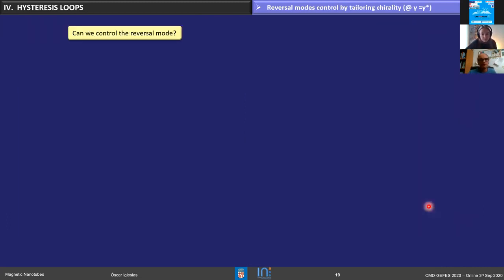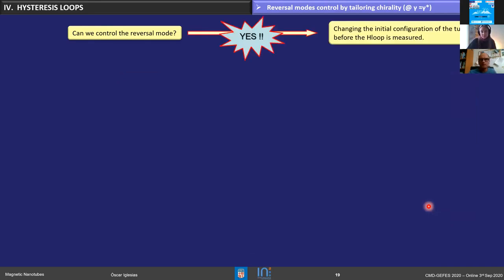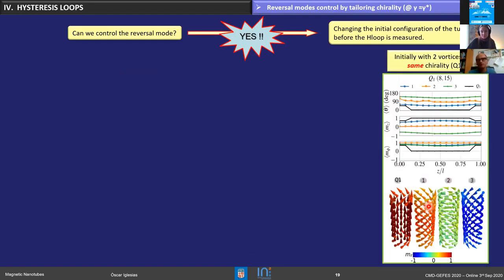So the question is, can we control the reversal mode by changing the conditions of the starting configuration of the tube before the loop is considered? And the answer is yes. And how? We thought that changing the initial configuration of the tube before the hysteresis loop is measured can drive the two different modes.